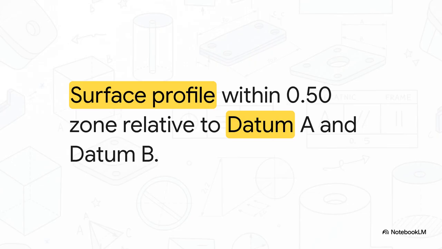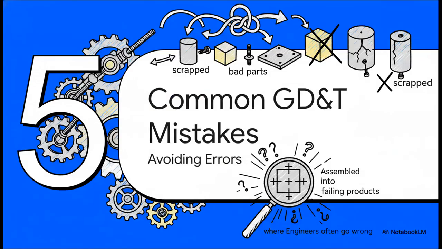And one more. Let's look at a profile control for the curved outer edge of our bracket. That half circle symbol dictates the entire surface must fall within a 0.50 tolerance zone relative to datum A and datum B. Profile is incredibly powerful, you guys, because it actually controls the size and the form of that complex bracket surface simultaneously.